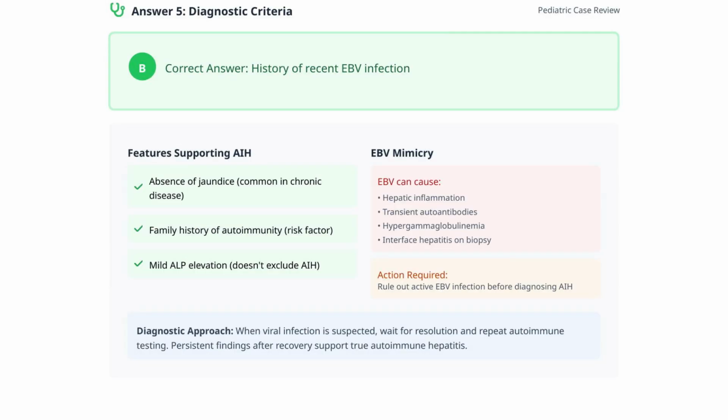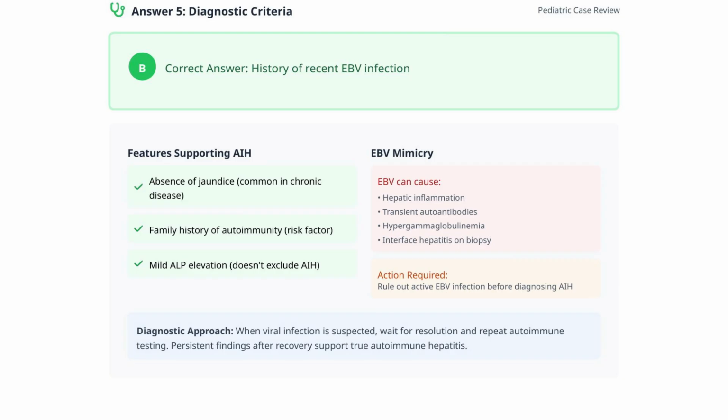The correct answer is B. History of recent EBV infection. Recent Epstein-Barr virus infection can cause a clinical, biochemical, and histological picture that mimics autoimmune hepatitis, including transient autoantibody positivity.